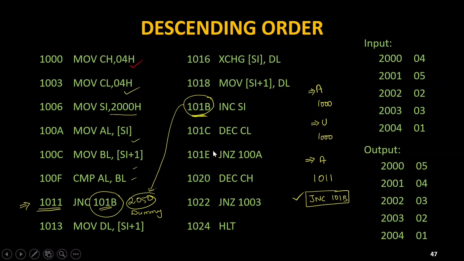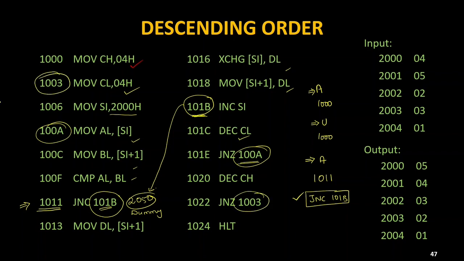So the logic is the same here, exchanging. If it needs exchange, it should exchange, else it should not exchange. So decrement CL. This jump no carry is going to be your inner loop, so the inner loop has to jump here. And after this, this is going to be your outer loop. The outer loop has to jump here. That is the logic we have designed, right? Like the same, we will identify its logic, and after that we are going to make its corrections.